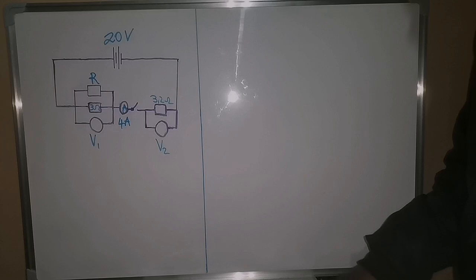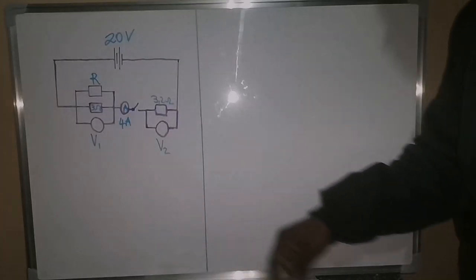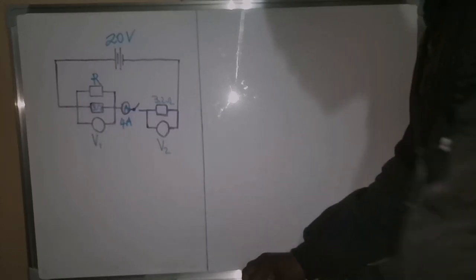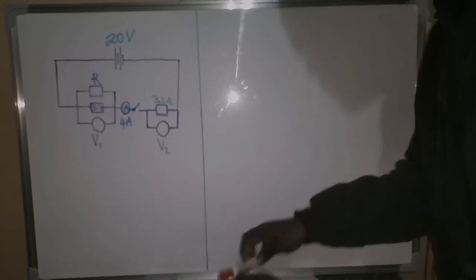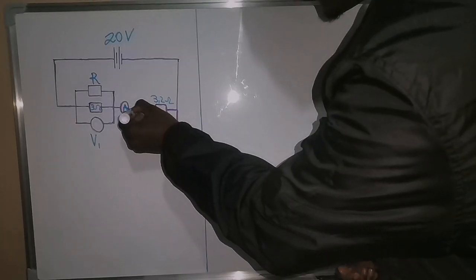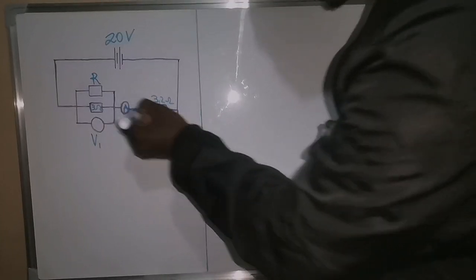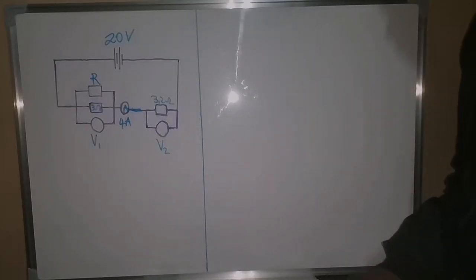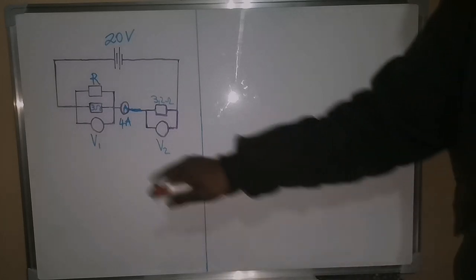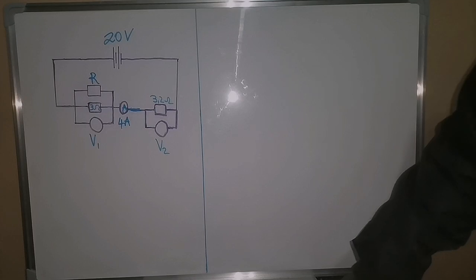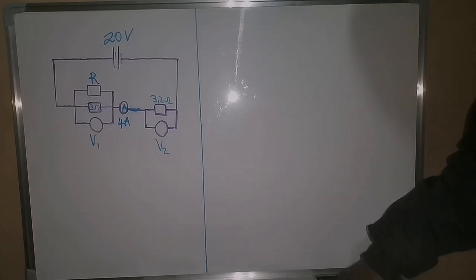When the switch is closed, we are closing the switch right now. The reading on the ammeter is 4 ampere. So when the switch is closed, the reading on the ammeter is 4 ampere. And they say ignore the resistance of the battery and connecting wires.